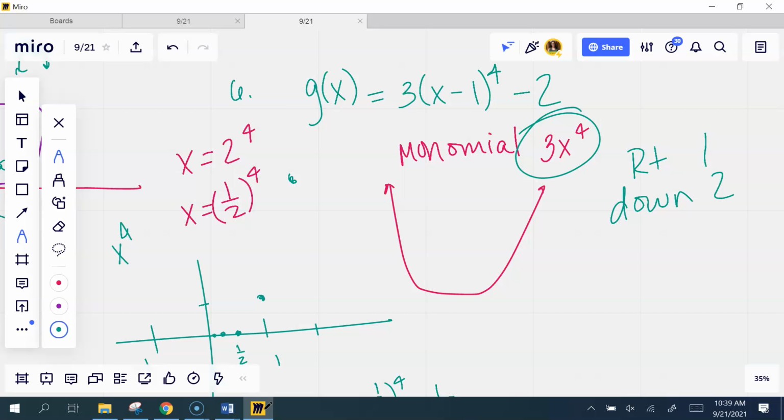You sketch it. No, you don't have to do it. Yes, you'll sketch the green. So right 1 and then down 2. And when I say sketch, I mean really sketch. This doesn't have to be perfect.